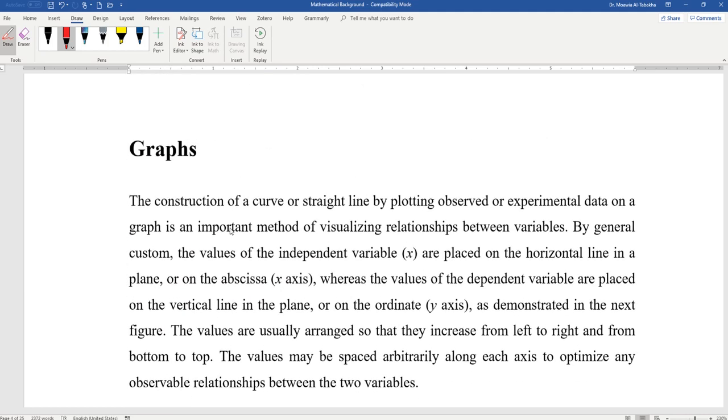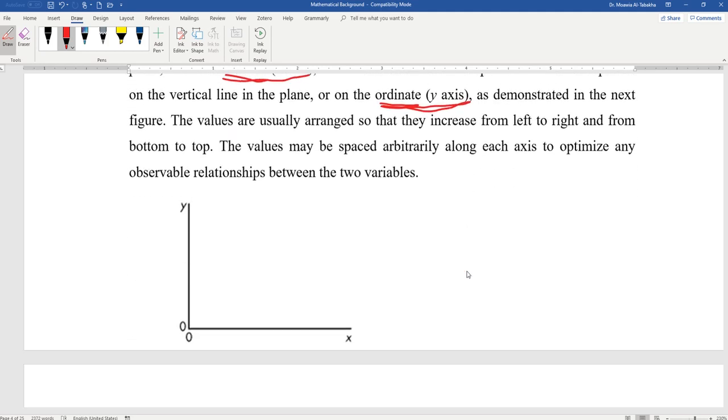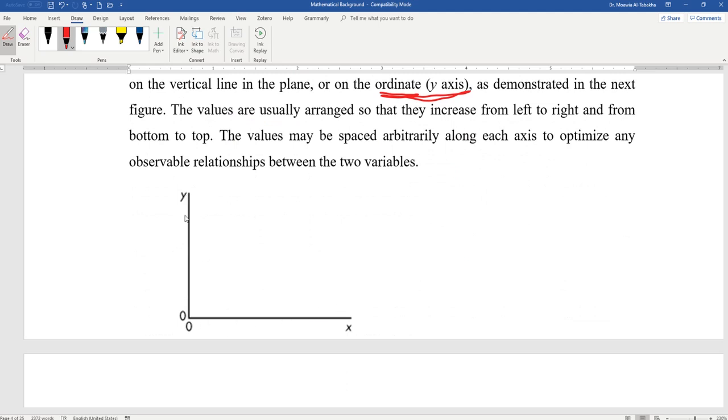Okay, now we will talk more about graphs and axes, the graph axes. Okay, of course we have the x axis and we have the y axis. The x axis, they call it the abscissa. The y axis, they call it the ordinate. When I want to plot the data for the graphs, usually it's a conventional thing to put the independent variable, where do we put the independent? On the x axis. As for the dependent variable, usually we put it on the y axis. This is the x axis, this is the y axis.